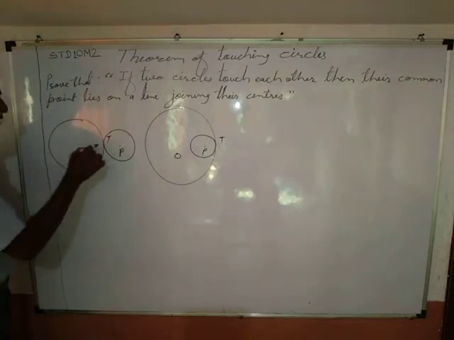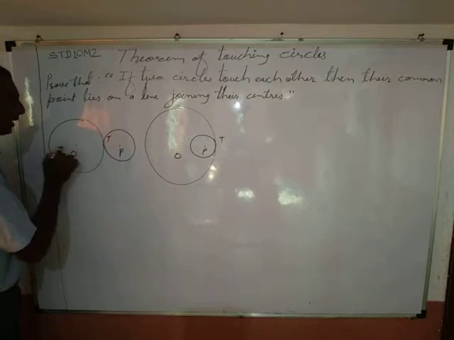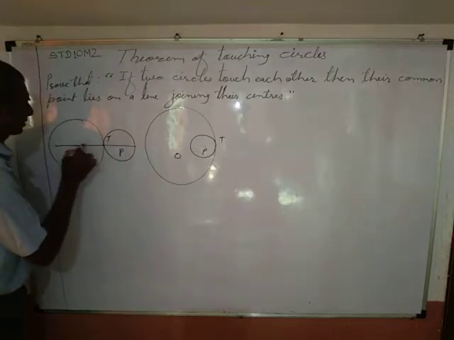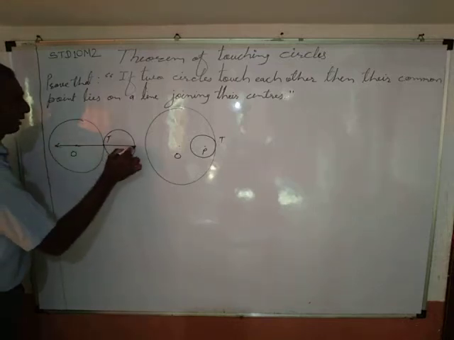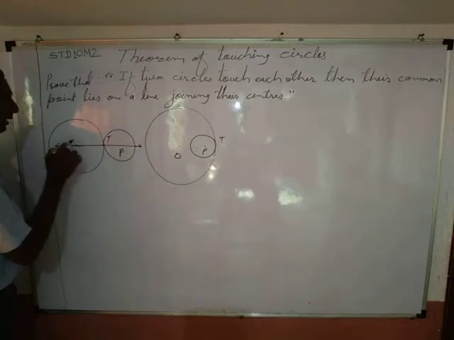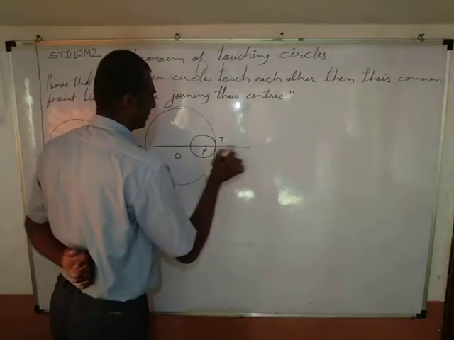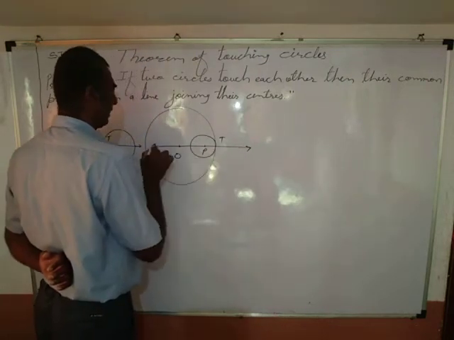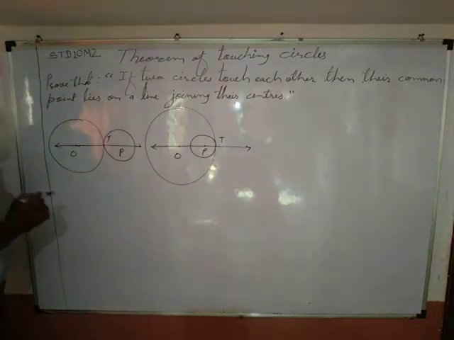Now we are interested to prove that this T lies on line OP. Yes, you may see here, if we draw a line OP, T lies on line OP. Here also in this case, you may note T lies on line OP, but theoretically we are interested to prove this. First of all, let's mention given and to prove.